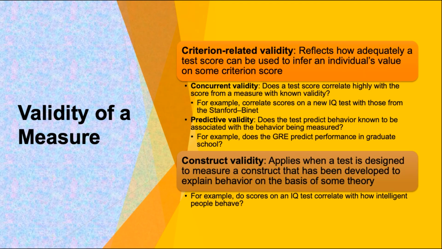Then we have criterion related validity, which reflects how adequately a test score can be used to infer an individual's value on some criterion measure. To determine the test's criterion related validity, you compare the values inferred from the test to the criterion values actually observed. Criterion related validity includes two subtypes. You assess the concurrent validity if the score on your test and the criterion are collected at about the same time.